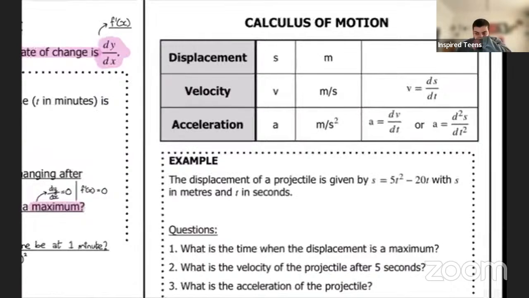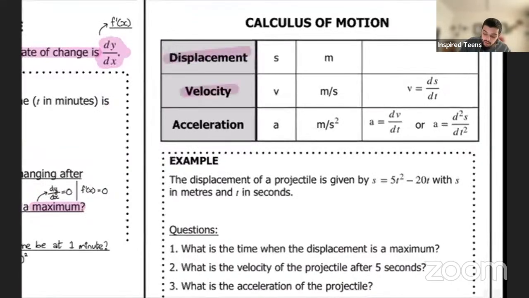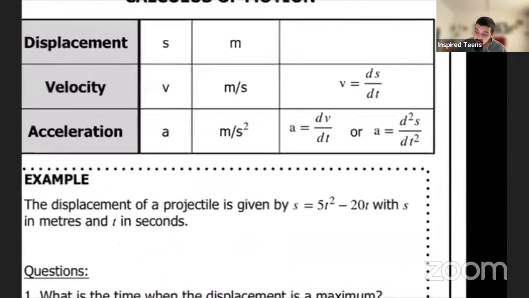So we're going to discuss motion. We have displacement, velocity, and acceleration. Firstly, to go from displacement to velocity, we derive. To go from velocity to acceleration, we derive as well. And it's seen here, right?